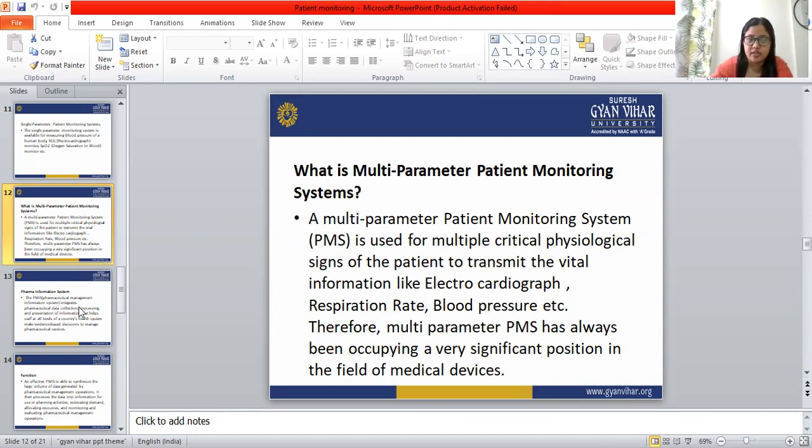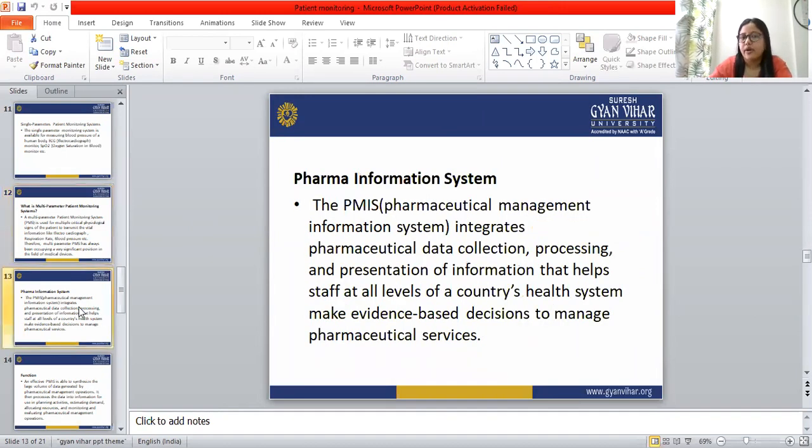So, next topic is pharma information system. What are the uses of the computers in pharma information system? So PMIS, the pharmaceutical management information system.